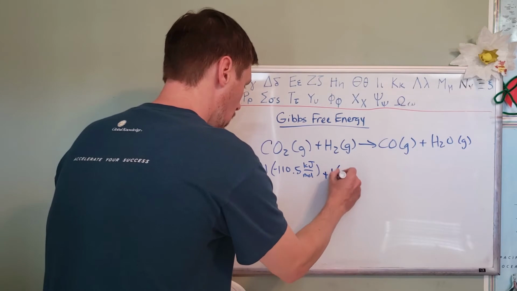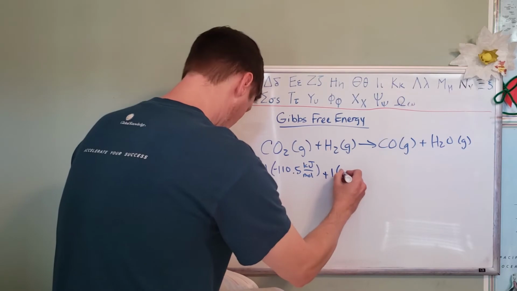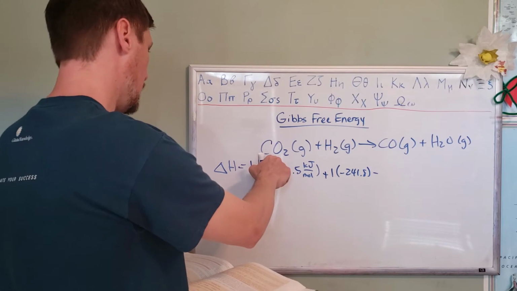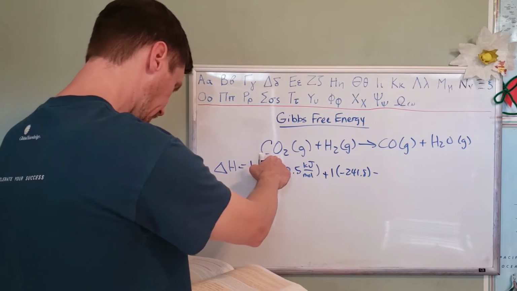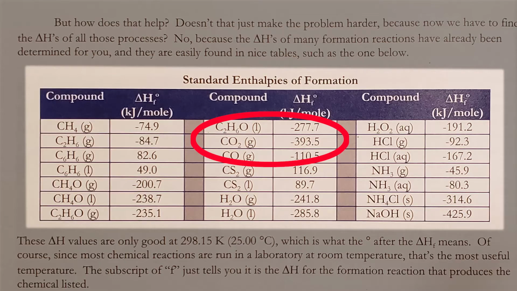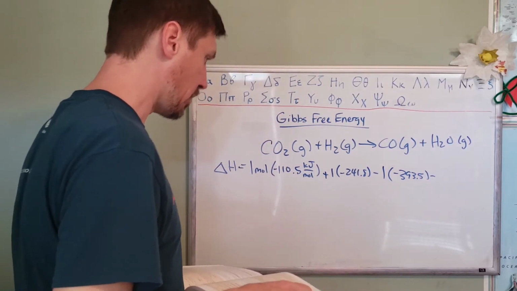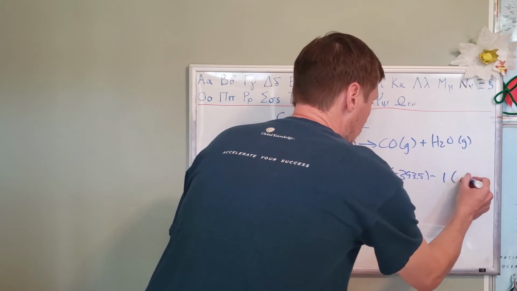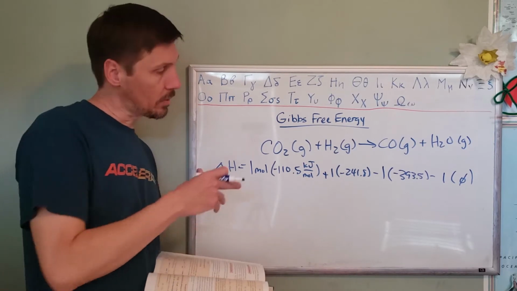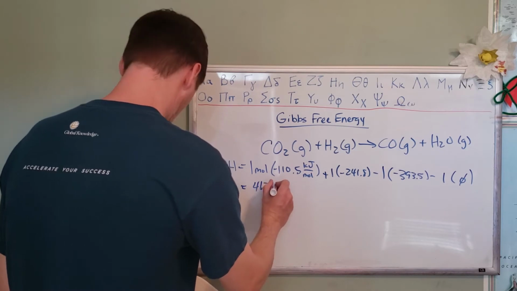So plus 1 mole times the enthalpy for H2O in gas form, and that's going to be negative 241.8, minus the enthalpy of formation for CO2 times 1 mole of that, which is negative 393.5. Then minus, for H2, we remember that it's going to be 1 mole times 0, because the standard enthalpy of formation of an element in its natural phase is always 0, right? If we punch this in our calculator, we get a change in H equal to 41.2 kilojoules.